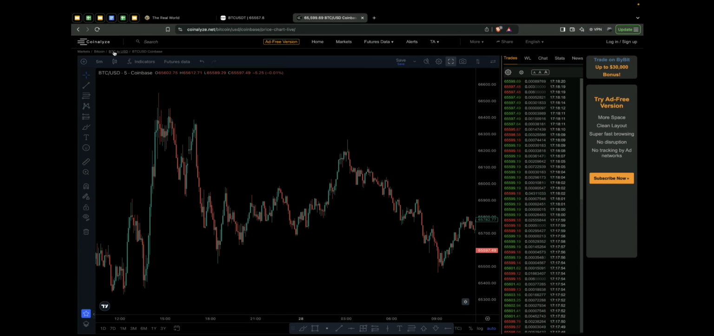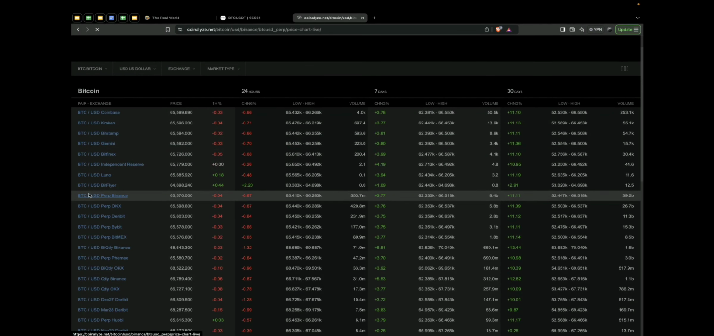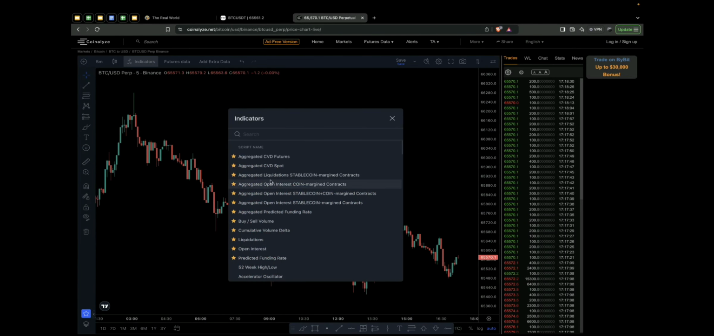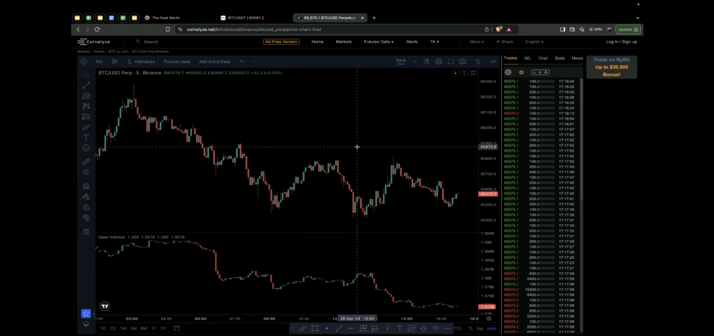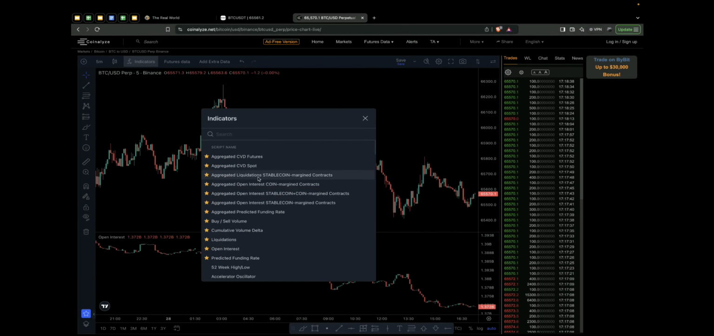If you want to just look at one exchange itself on Coinalyze, you go to the individual chart like BTC USD perp Binance. Perp obviously means it's perpetual futures. You can then go to open interest itself, and that will show you just the open interest on that exchange if you want to look at just one exchange. Open interest, done.